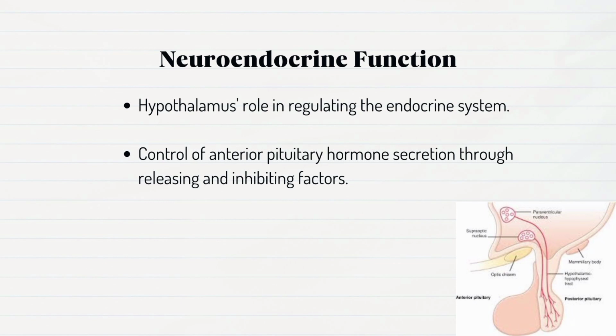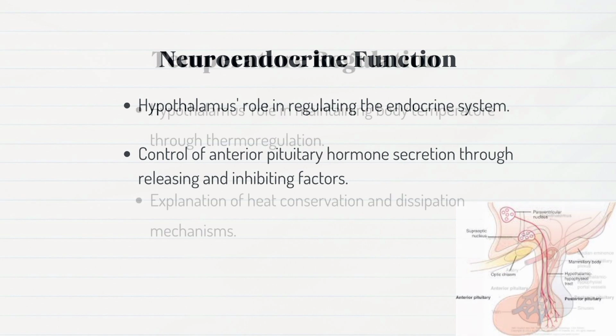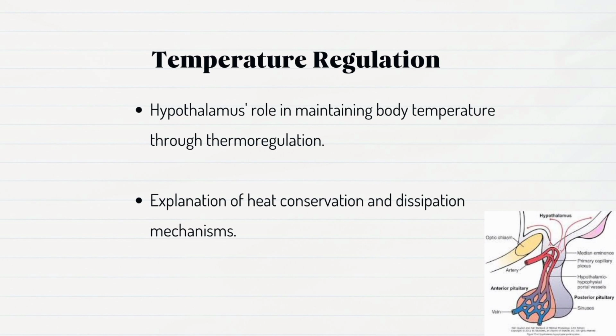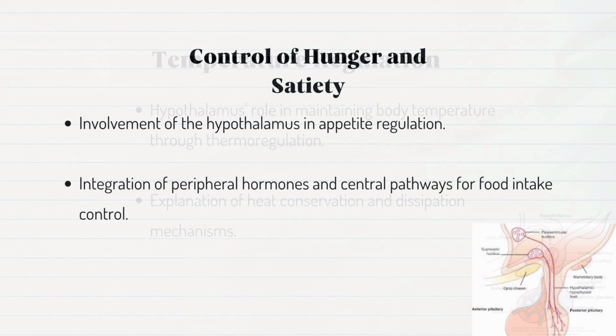In neuroendocrine functions, we should know that one of the most vital roles of the hypothalamus is its command over the endocrine system. It produces releasing and inhibiting factors that influence the anterior pituitary gland's hormone secretion. In temperature regulation, the hypothalamus acts as the body's thermostat, maintaining body temperature through thermoregulation. It orchestrates heat conservation and dissipation mechanisms to keep our core temperature stable.